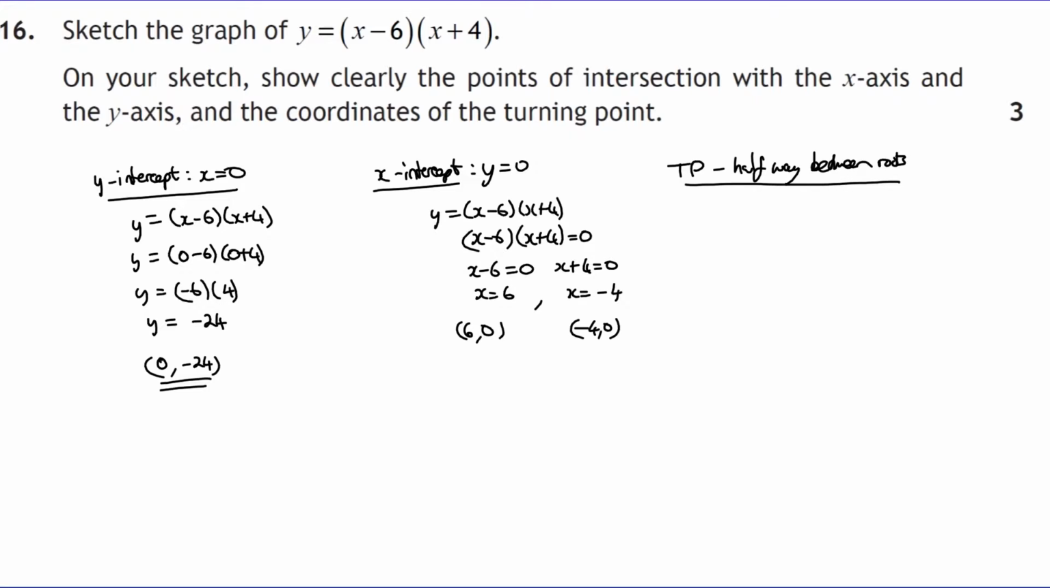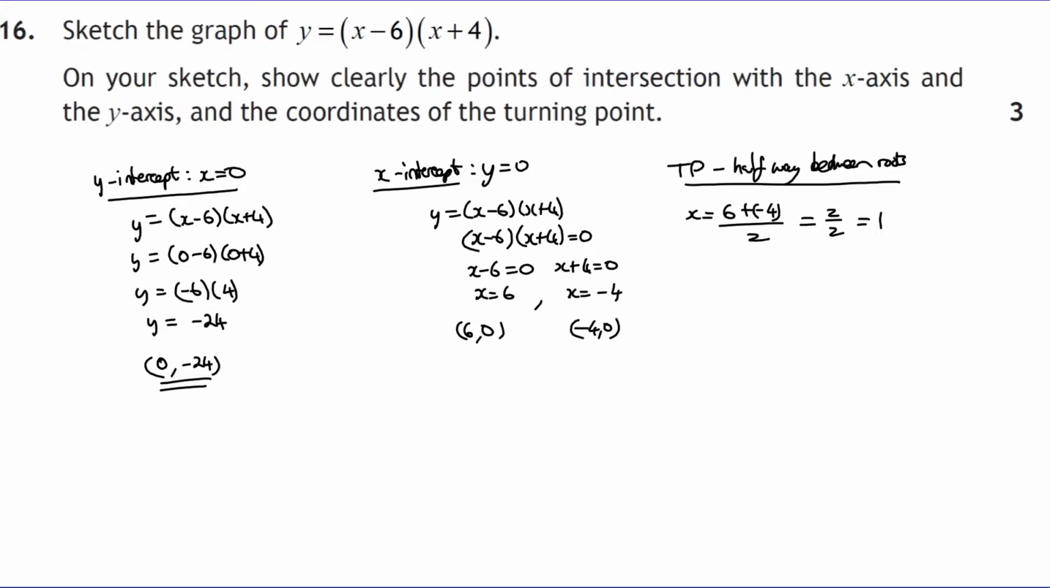Please excuse my messy writing. So if our roots are at 6 and negative 4, then our x-coordinate is going to be half of that. So if we add them together and divide by 2, that'll tell us where the turning point is. So 6 add negative 4 is 2, divided by 2 is 1. So our turning point is at when x equals 1.